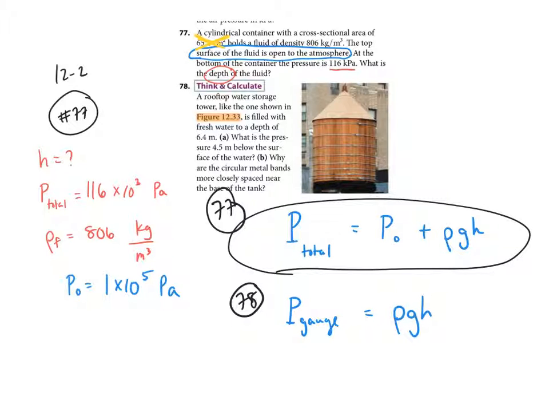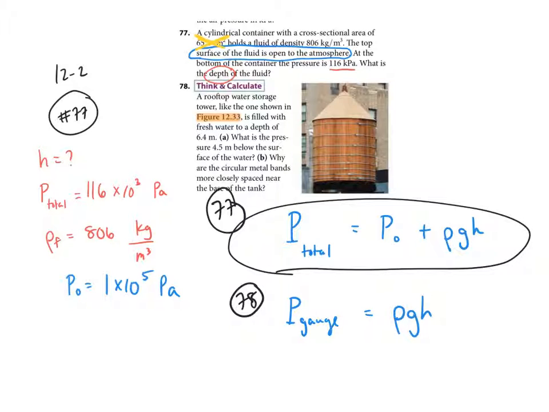Again, P0 is just the idea that the atmosphere is open to it, so the atmosphere pushes down on it. But you know what the atmosphere does? It pushes down on the container, but not on the fluid. The container walls push back. The fluid doesn't get that push, that added pressure.